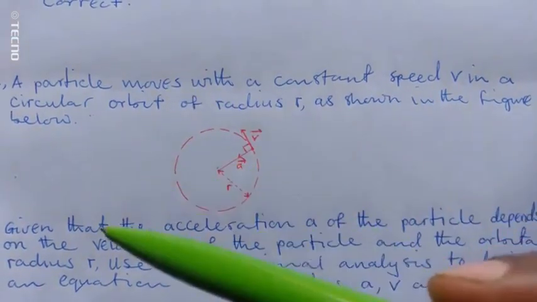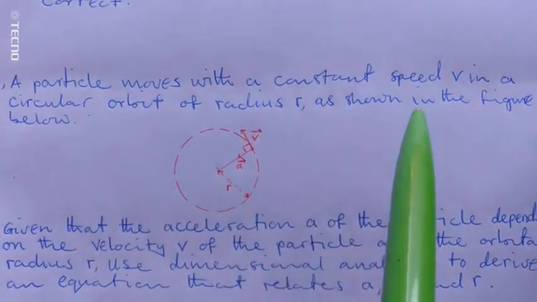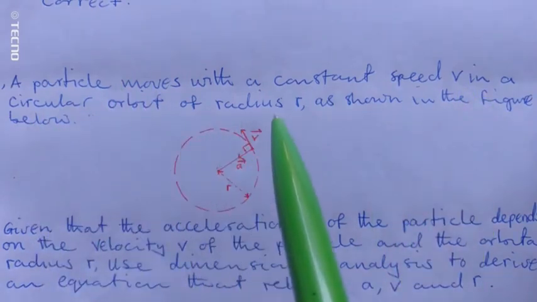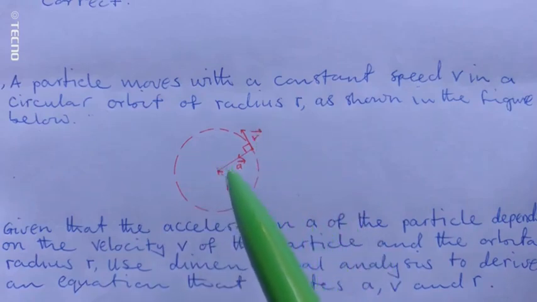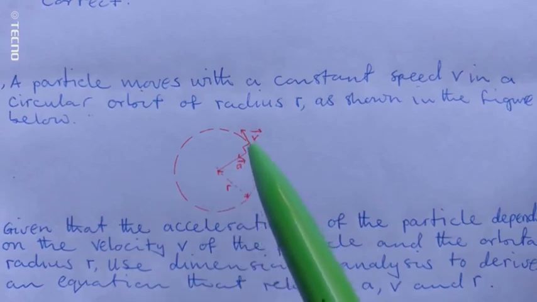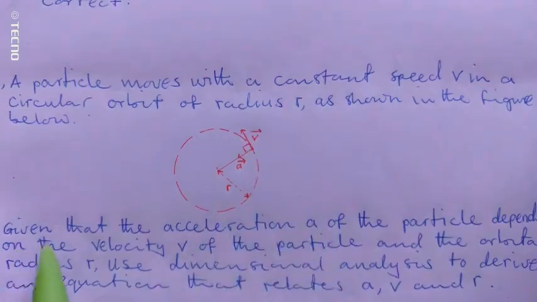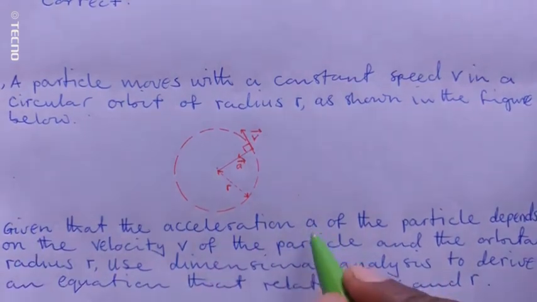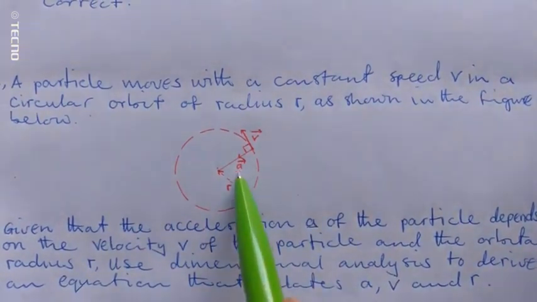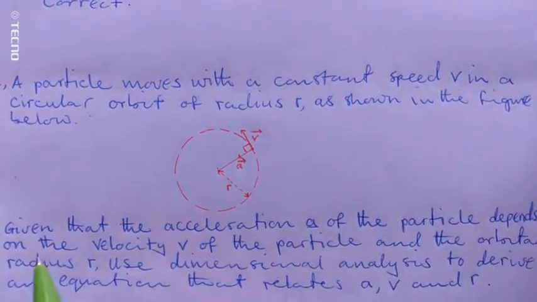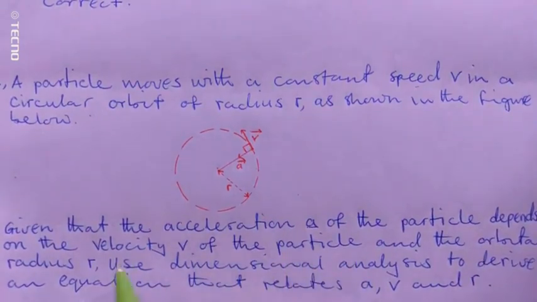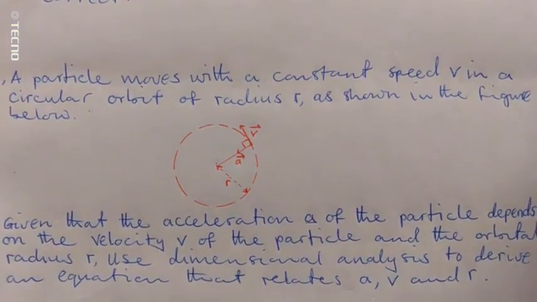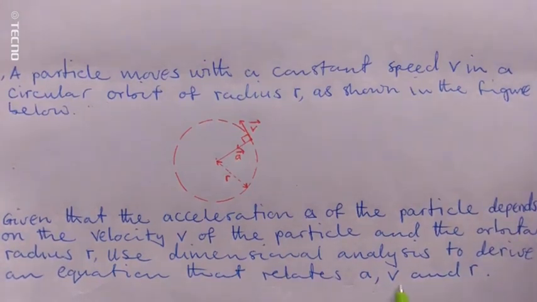So here the second one, we have this one. A particle moves with a constant speed v in a circular orbit of radius r, as shown in the figure below. So this is the circular orbit, it has got the radius r, and this is where the acceleration and the velocity are. Given that the acceleration a of the particle depends on the velocity v of the particle and the orbital radius, use dimensional analysis to derive an equation that relates a, v and r.